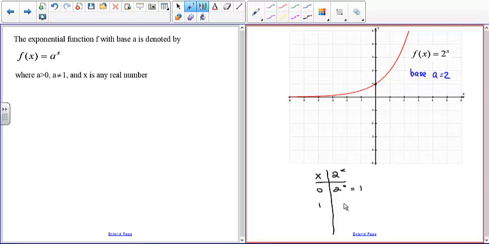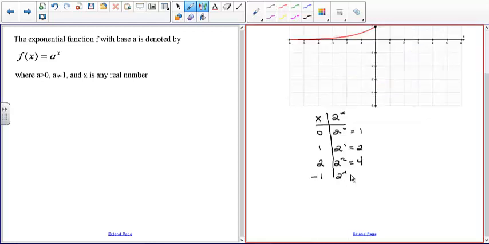If you have x equal to 1, the value of the function is 2 to the first power, which is 2. So if you go here, 1, 2, that's the next one. 2 to the second power is 4. That's 2 times 2. So 2, 4. And you can also have negative numbers as x. Then you'd have 2 to the negative 1 power, which is 1 over 2 to the first power, which is 1/2. So that's this point right there.